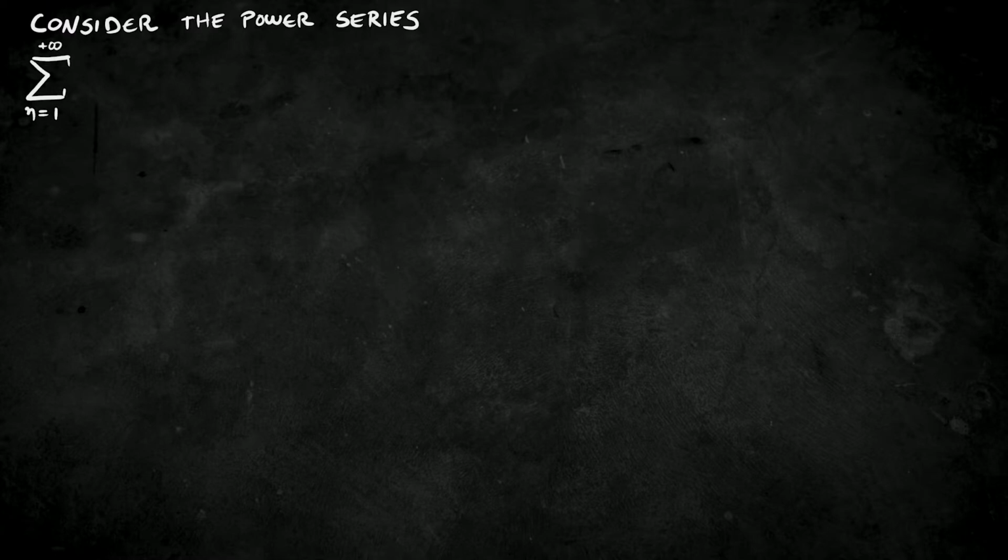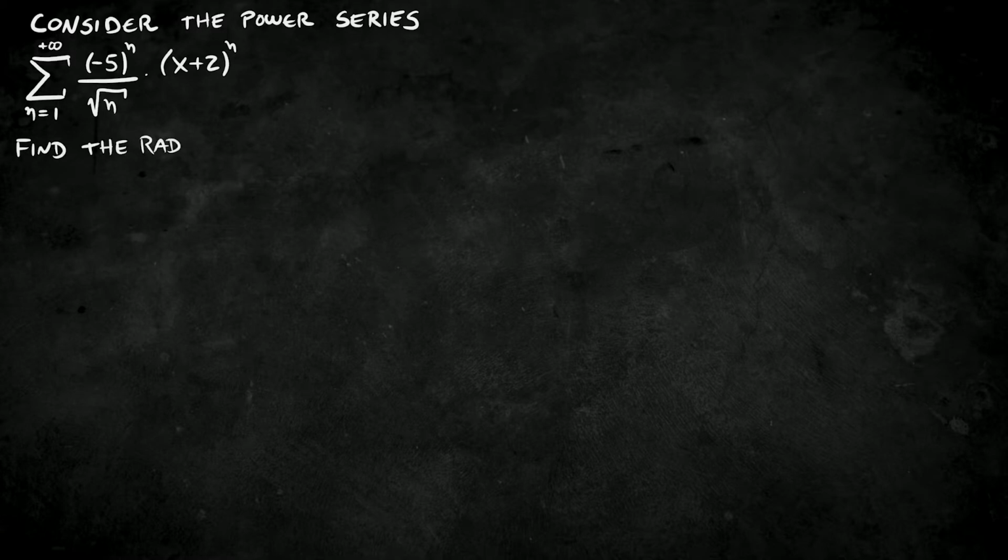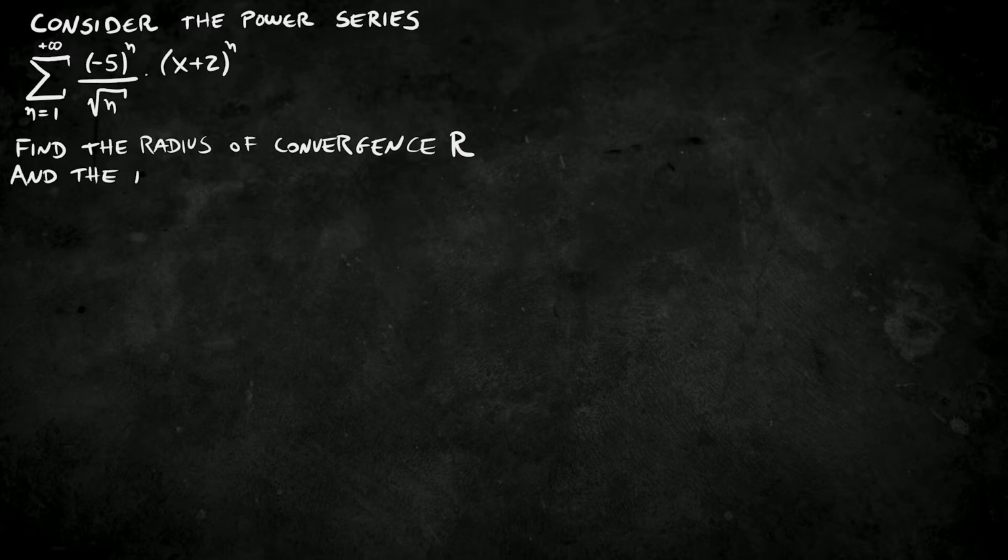What's up, guys? In this video, we're going to solve the following problem. Considering the power series from n equals 1 to positive infinity of (-5)^n over square root of n times (x + 2)^n, find the radius of convergence R and the interval of convergence.